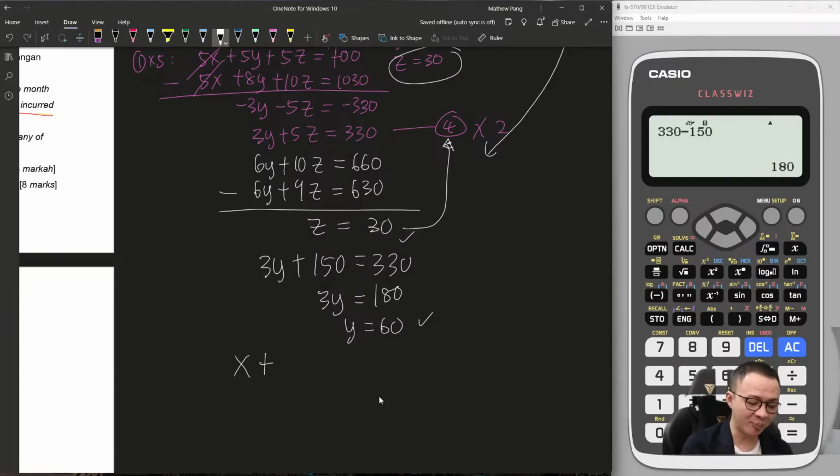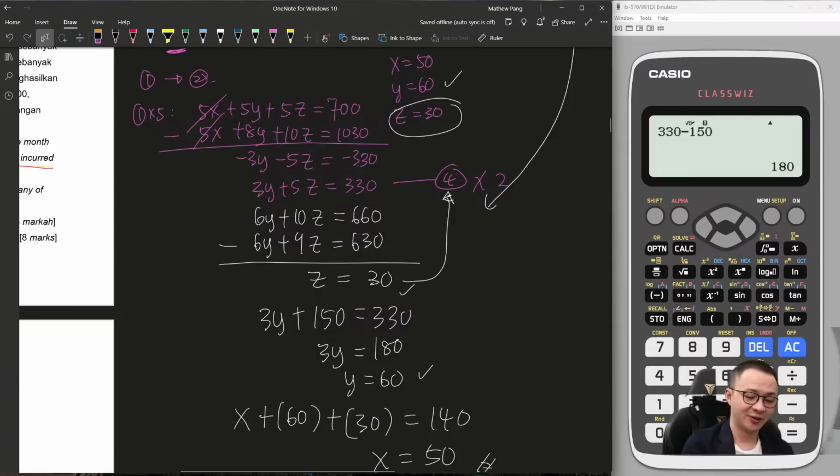And then last, substitute back into the first equation. Just now we know x plus y plus z equals 140, isn't it? Then x equals 50. Done. So you can see my x is 50. All my answers are correct.